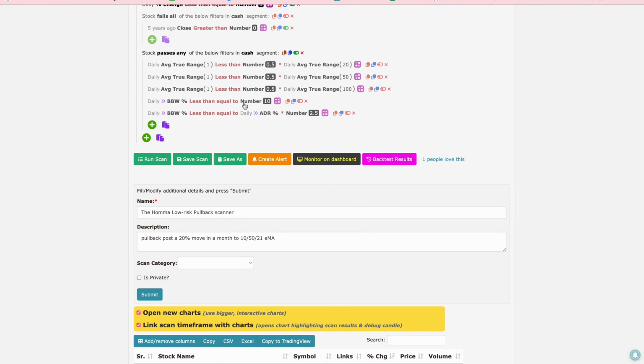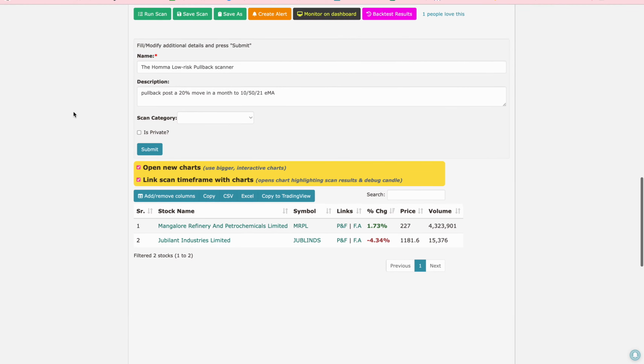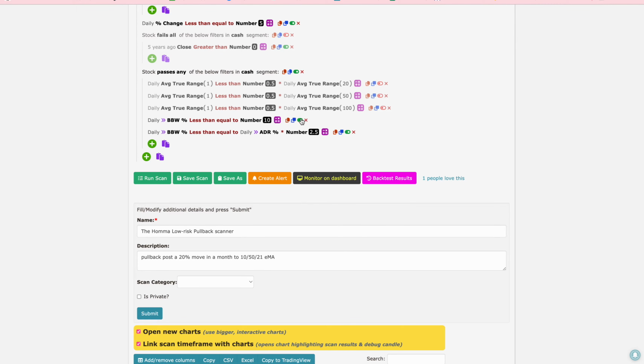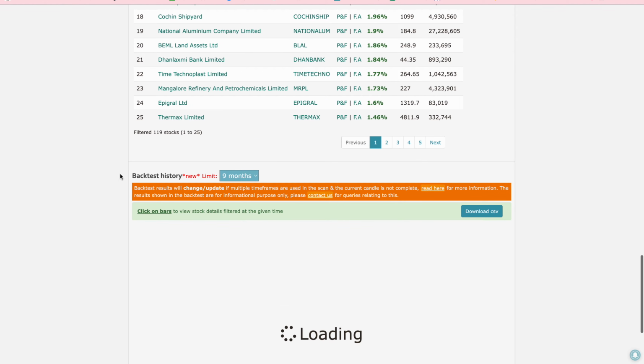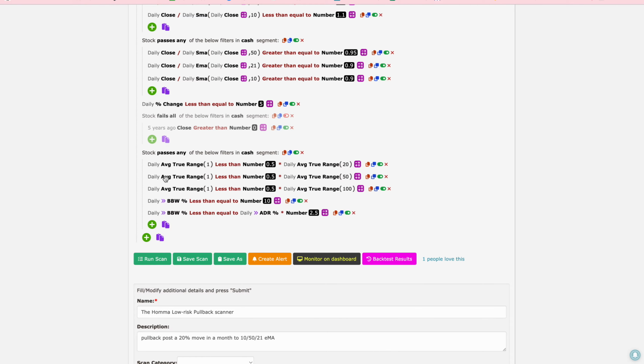Now, what else do I need? Let's say this is another one: daily BBW percent is less than or equal to 2.5 times the 20-day ADR. If you run this, this is another way you can scan for tightness. There are like 2%. If the tightness scan is giving you a number which is not manageable for you, then you can add any of these and play around with the tightness.